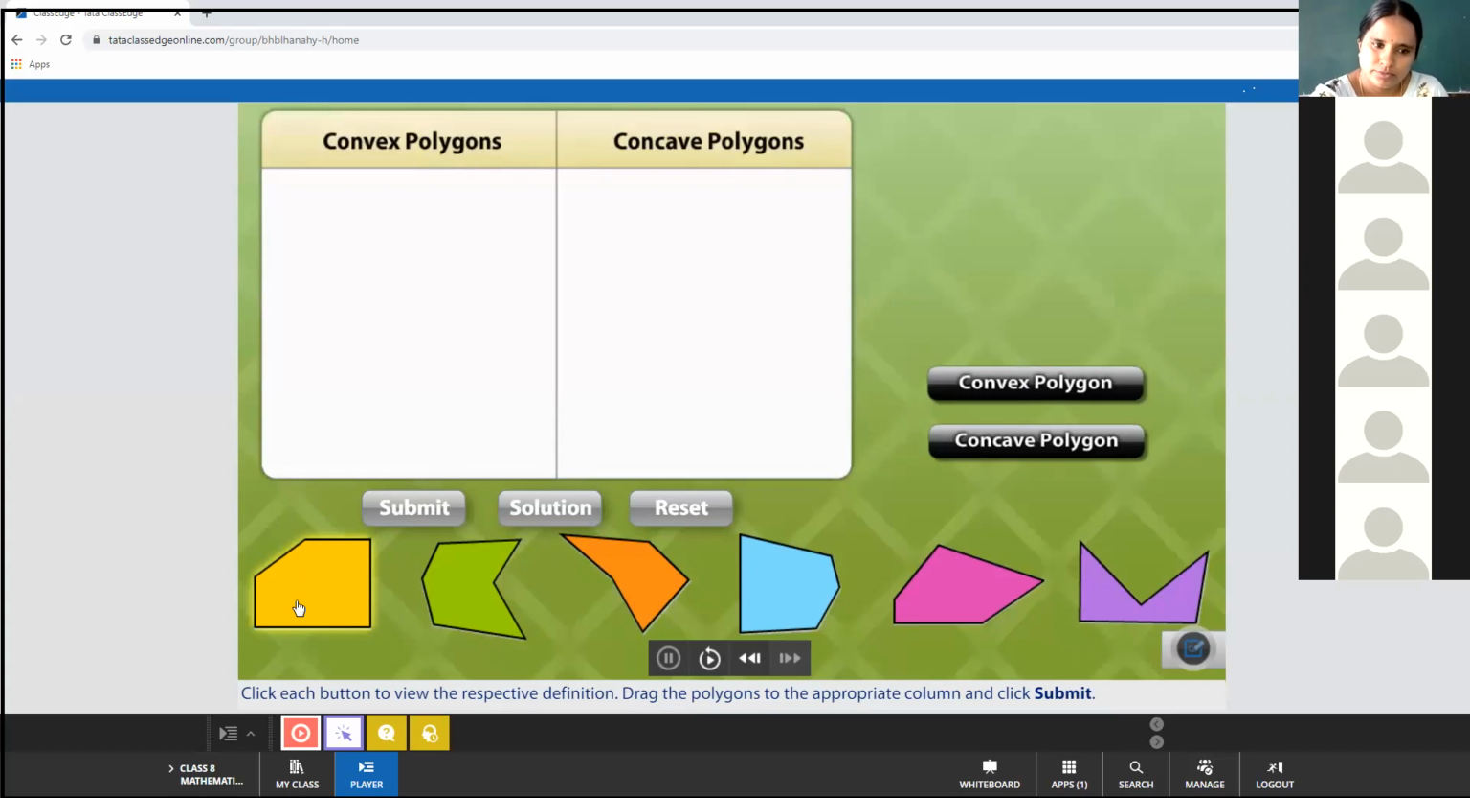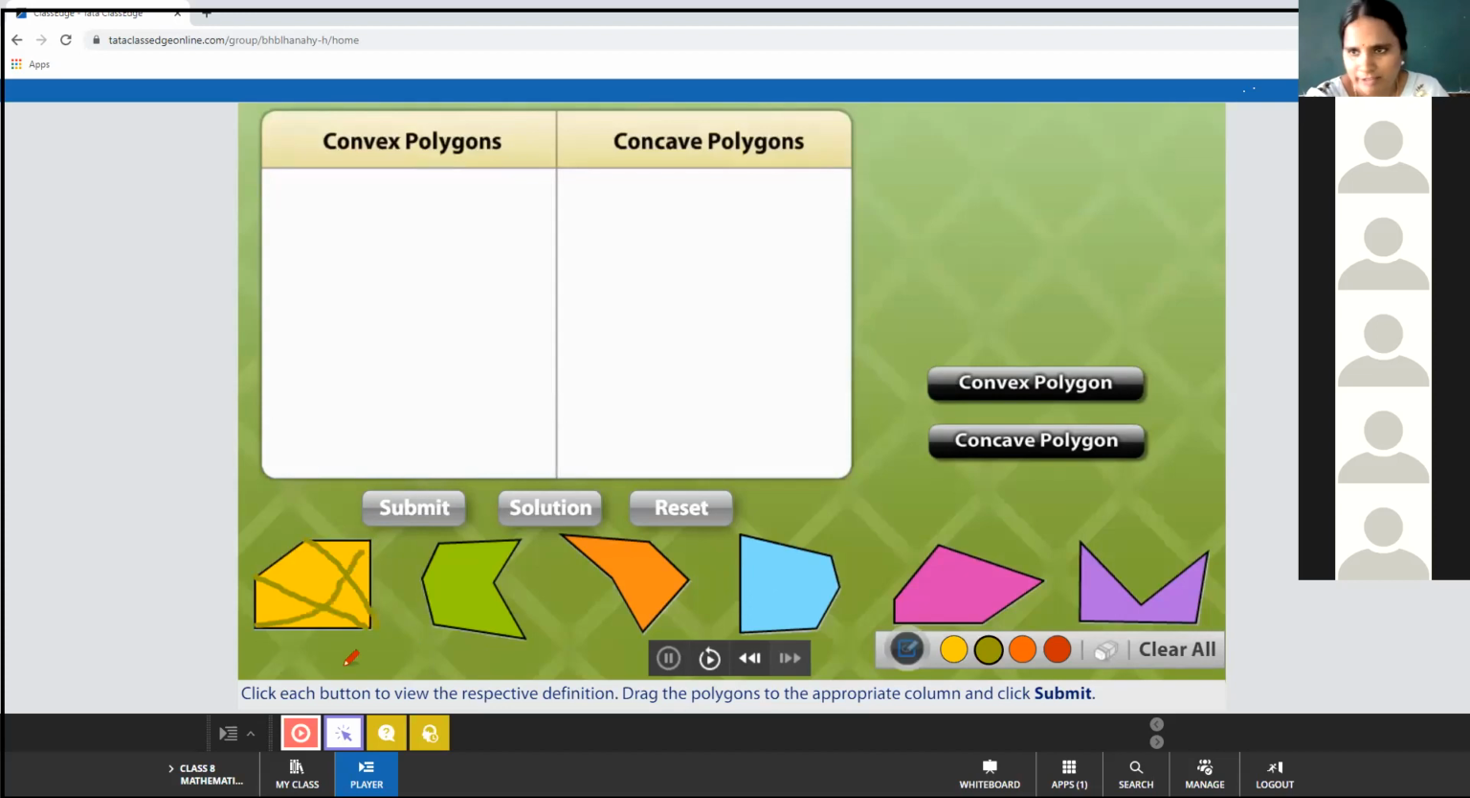Ma'am, it is going to concave, ma'am. Concave? Are you sure? If it is not concave, it is convex. Ma'am, concave, ma'am. Concave only, sure? Yes, ma'am. Yeah, one second. Let us do this. We will draw the diagonals for this and check it out. Yeah, 1, 2, and then 3.